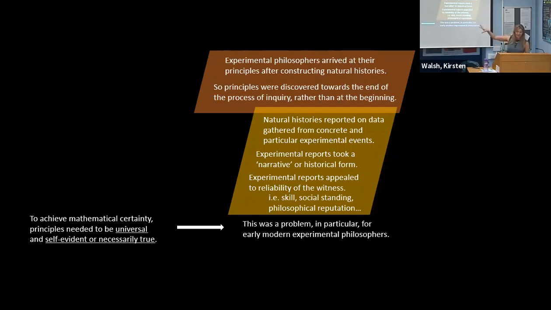We've also got a bunch of additional problems about reliability of witnesses and so on that for various reasons tended to get focused on in these experimental philosophy descriptions. And so the skill of the experimenter, their social standing, philosophical reputation, all these things tend to come into this. And so they recognized again that there were these problems of reliability to do with arriving at experimental principles.